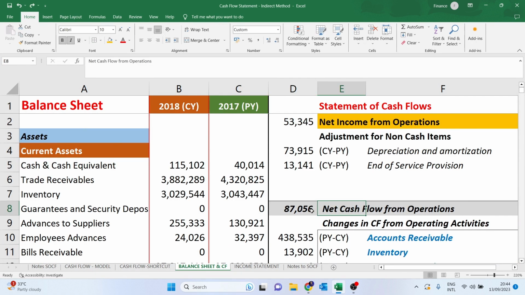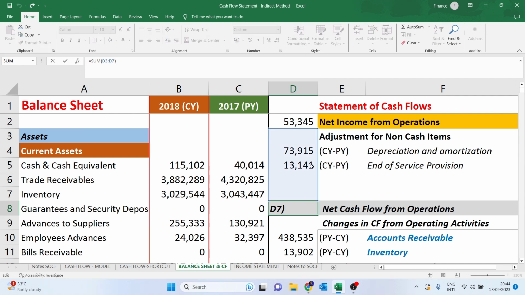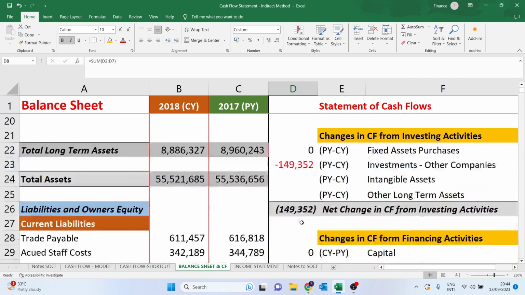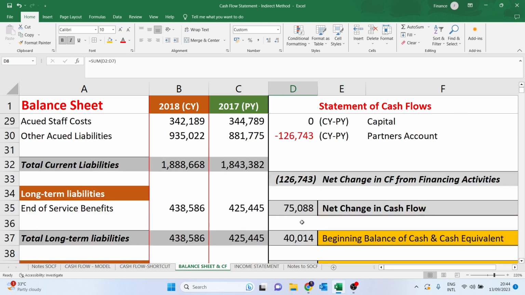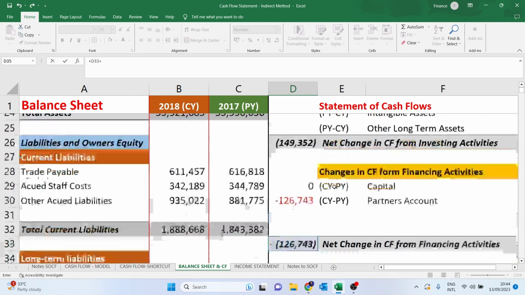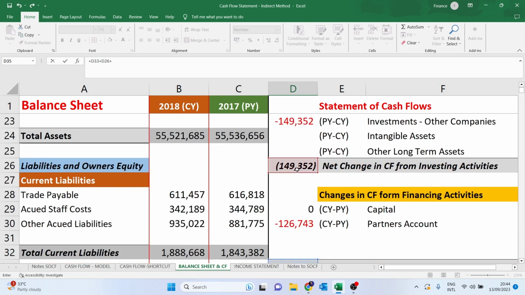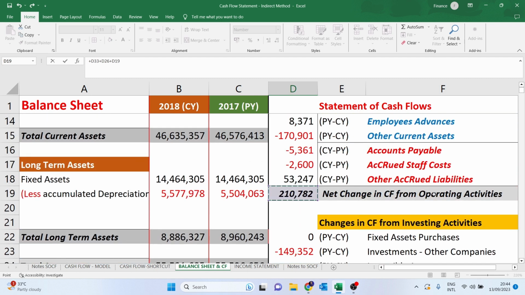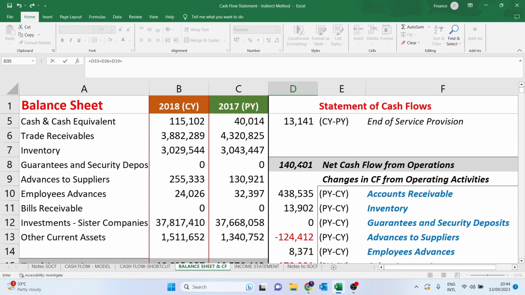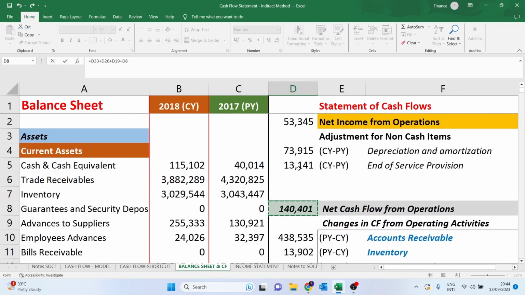Here in the net cash flow from operations, we have taken only the movement, so we have to include the net income, whatever we have in our opening statement. So this is 140,000. Now let us check the net changes in cash flow. Net changes in cash flow means net change from financing, net change from investing, net change from operating, and after removing the non-cash items, the cash flow from operations.